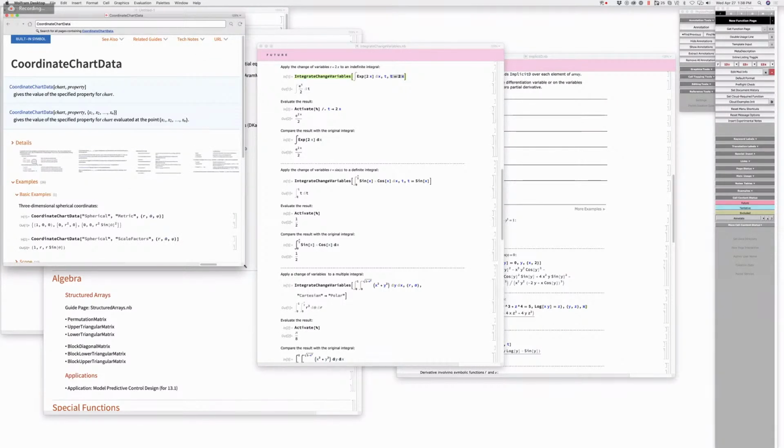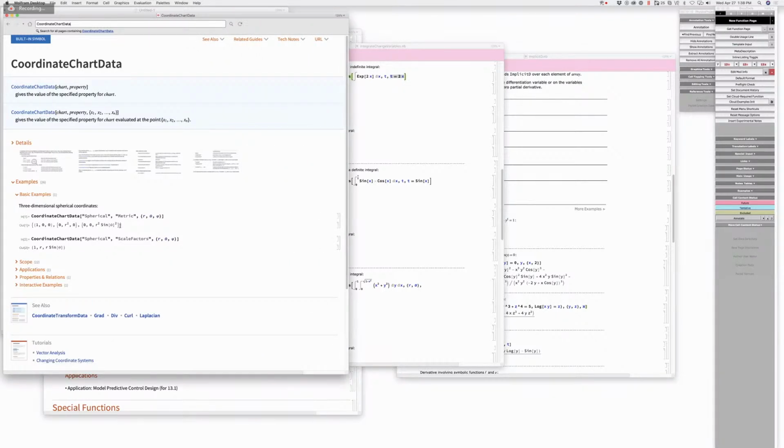No, good catch. That's a really good point. So let's see where that notation is. Not shown there. I think it's in a different place. It's coordinate transform data. Oh, probably that. It's hard to know. All right, we need to look.